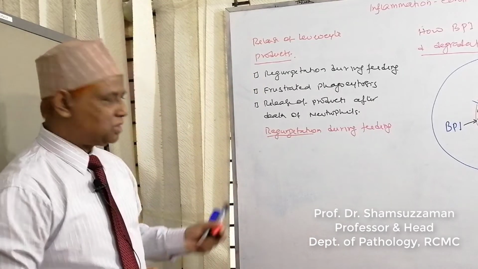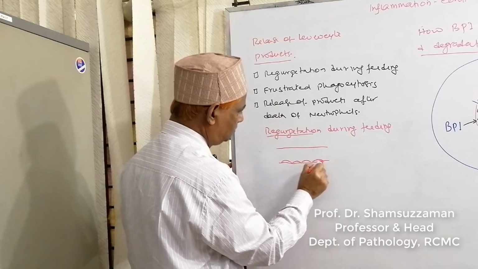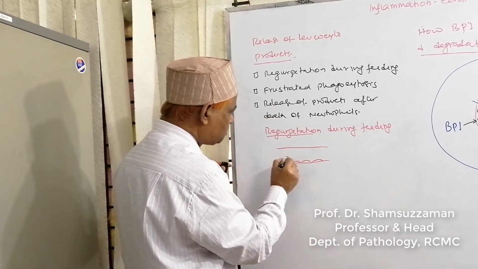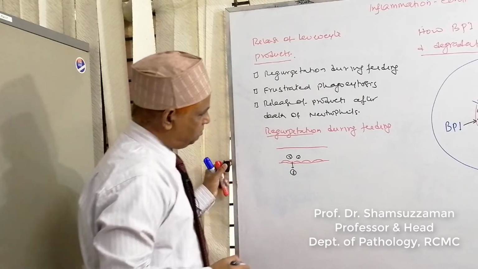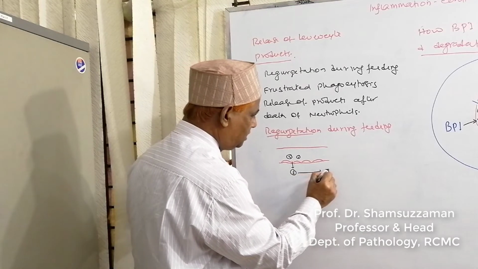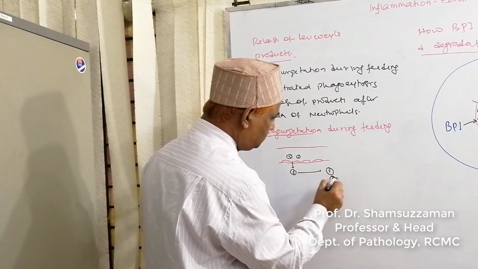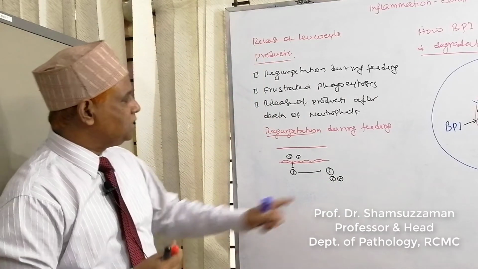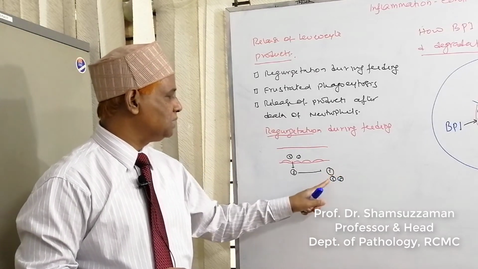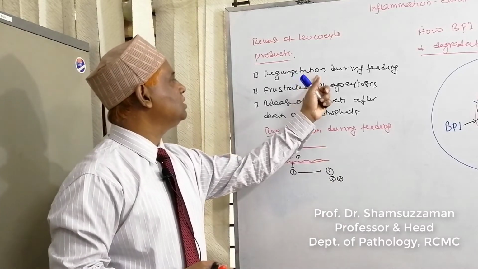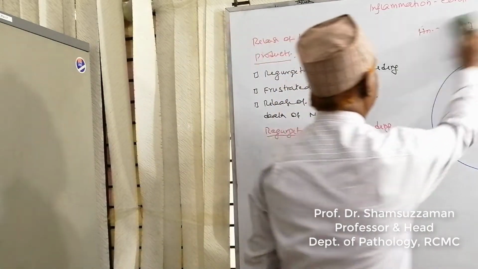Dear audience, again we can recapitulate. This is the blood vessel, endothelial lining, and the leukocytes from the blood come out of the blood vessel, transmigration. Then it moves towards the attractant, chemotaxis. Then so many neutrophils there. During feeding of bacteria, during feeding of infective agent by the phagocytic cell, there is release of leukocyte products, and this is called regurgitation during feeding. How does it occur?